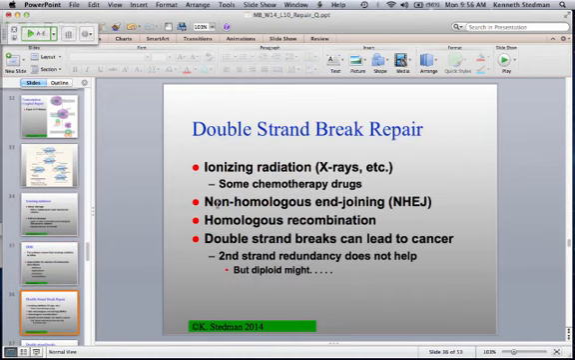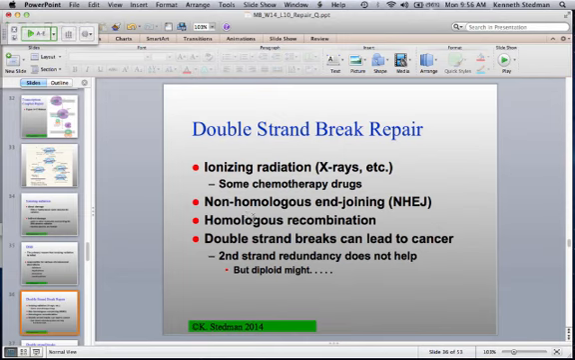Two different ways of dealing with that. One is non-homologous end joining, and that is just like what it says. Get two ends that may or may not be similar to each other, and put them together. Rather dangerous process, but if you have to put the ends back together, because you've got to be able to replicate, etc., you're going to do it.